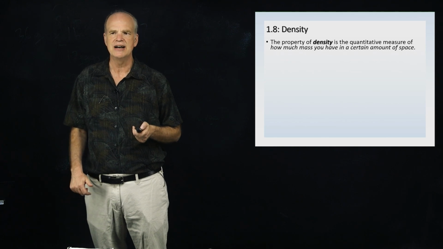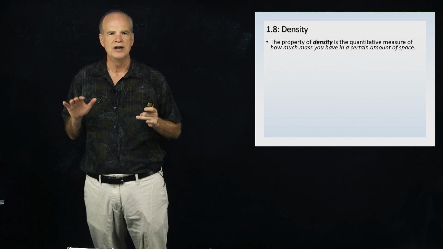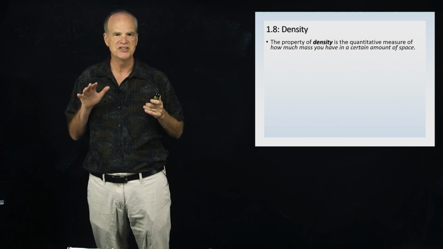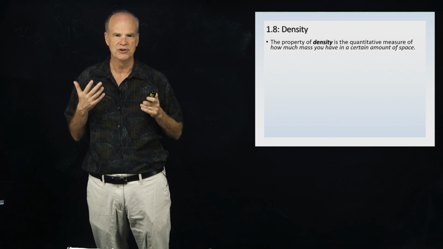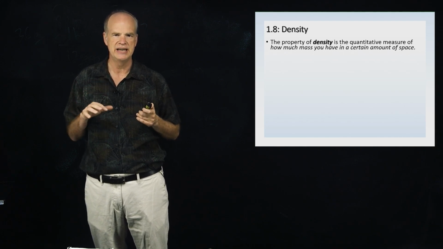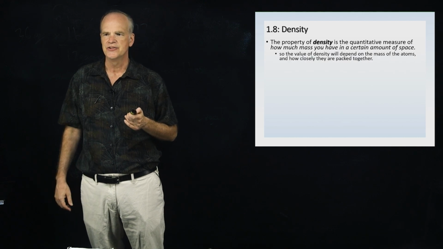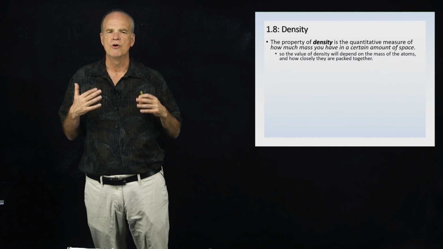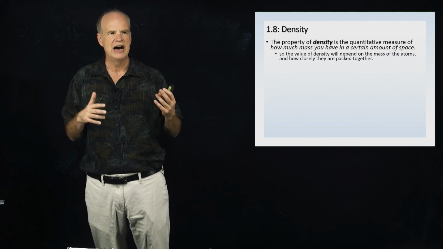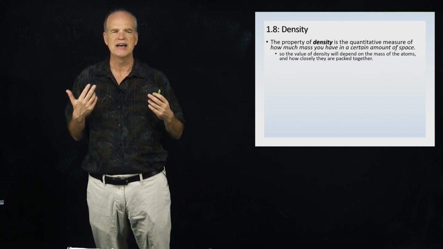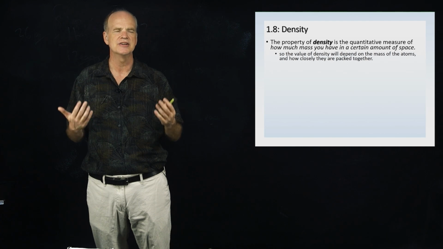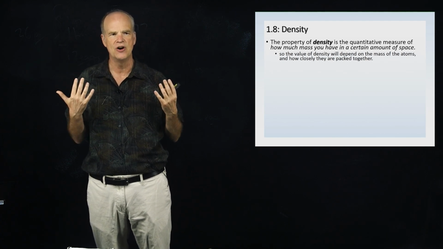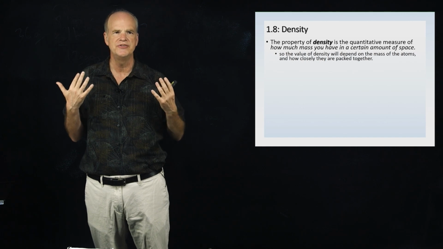Okay, so first let me talk a little bit about density. What density is, it's a quantitative measure of how much mass you have in a particular amount of space for any kind of matter. So when you think about density, you can think about what is going to affect the value of density? One thing is, consider that you have two pieces of matter about the same volume. How can you increase the density?